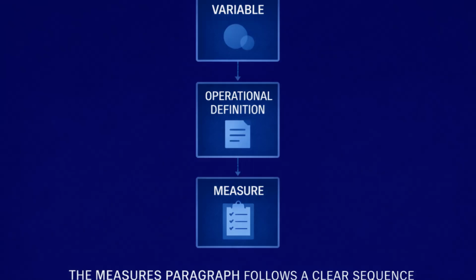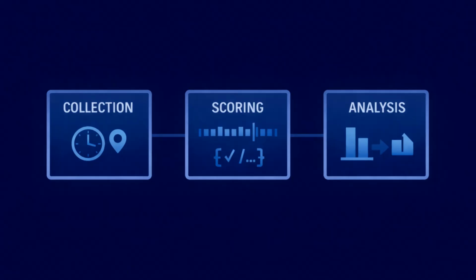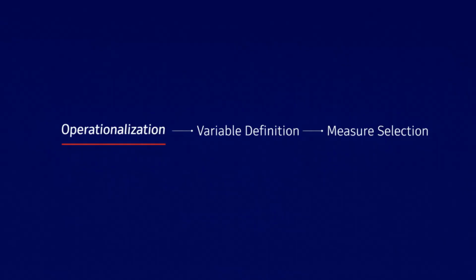It also helps to know what this becomes in your dissertation writing. A measures paragraph has a predictable structure. You name the variable. You provide the operational definition. You name the instrument or data source. You explain how it will be administered or collected, including timing and setting. You explain scoring or coding, and what the results mean. Then you state how the variable will be used in analysis. Writing this paragraph clearly makes it obvious whether operationalization is complete.